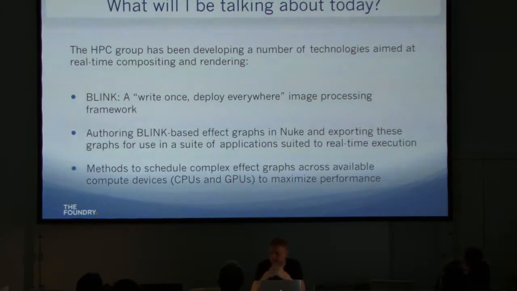And so today in particular, I'm going to be talking about three things. The first is Blink, which is a write-once, deploy-anywhere image processing framework that's been developed at the Foundry. I'll also talk about the authoring of Blink-based effect graphs in Nuke. I'm sure that you all know what Nuke is. It's our compositing software. And I'll be explaining how we're exporting these graphs to use in a suite of applications that we've been writing, which are more suited to real-time execution. And thirdly and lastly, I'll be talking about how we manage to schedule those graphs in our suite of applications to make use of all of the available compute devices on those systems in order to maximize performance.